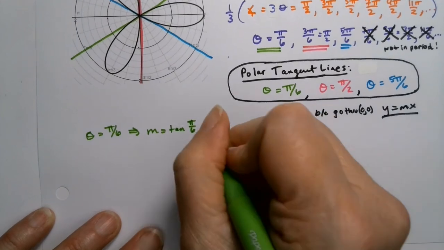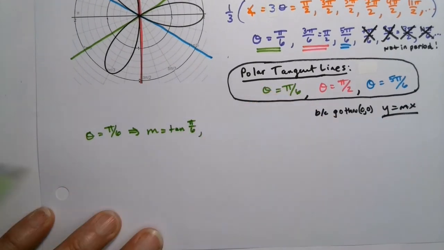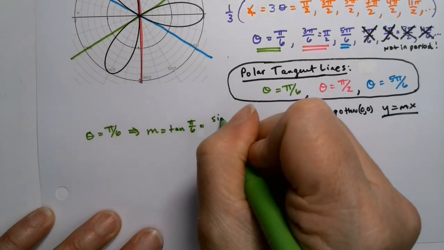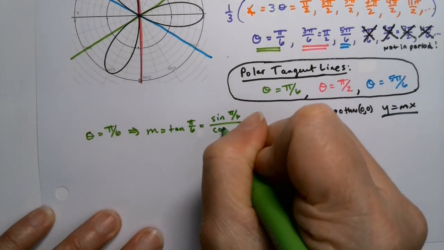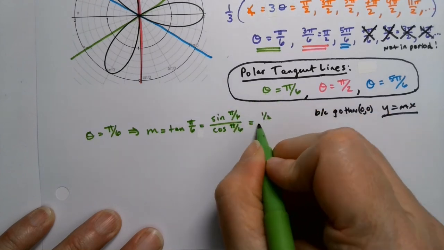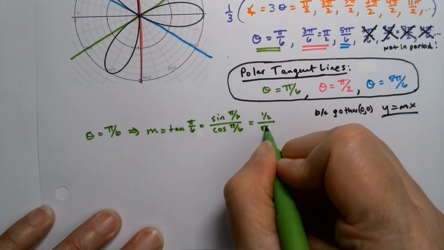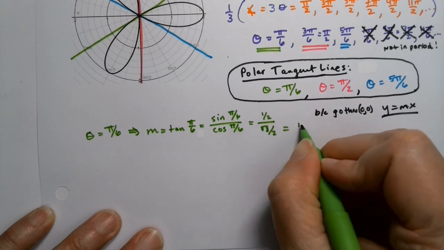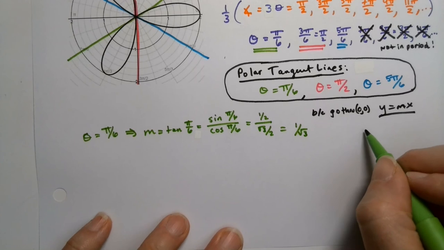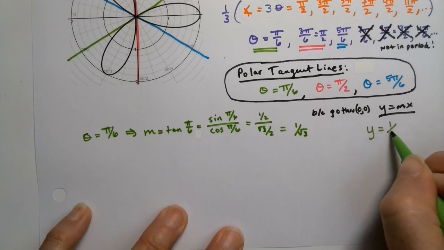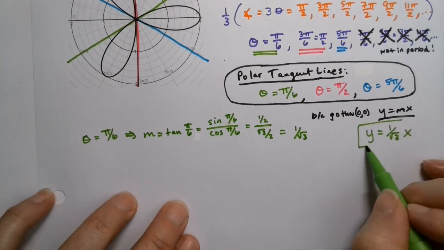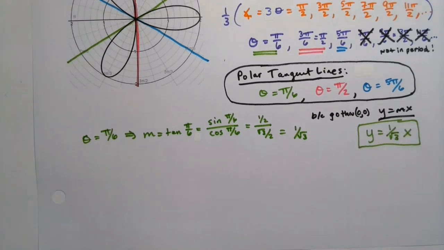Tangent of pi over 6 is, oops, I don't know what I'm doing with a comma there. It's the sine of pi over 6 over the cosine of pi over 6. Which luckily for me, we all memorized in pre-calc. So it's a half over the square root of 3 over 2, which would be 1 over the square root of 3. That means that y equals 1 over the square root of 3 times x. There's equation number 1. All right, let's do it again.